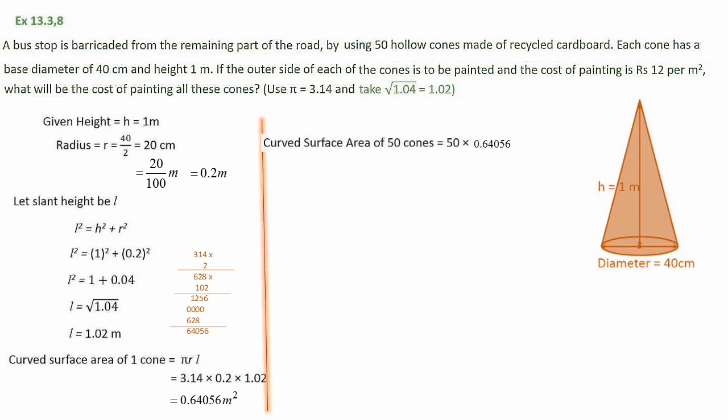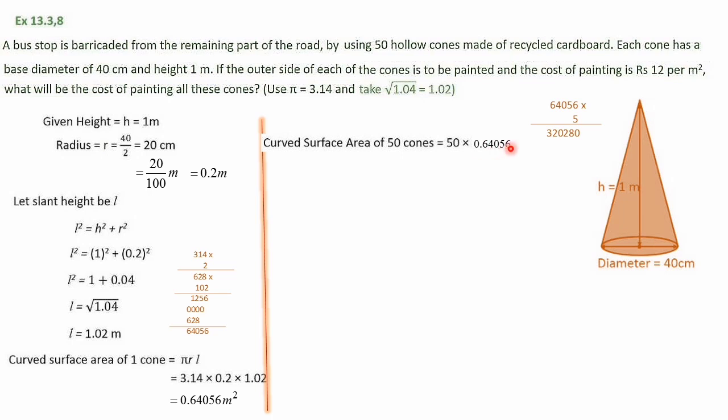Then curved surface area of 50 cones. Here this is one cone, 50 cones means 50 into 0.64056. When you multiply 50, the 0 we can just avoid. 5 into 64056 as before, without the decimal we can multiply. So when you multiply it, you will get 320280. Here after the decimal there are 5 places, and here there is 1 zero, that means only 4 places after the decimal.